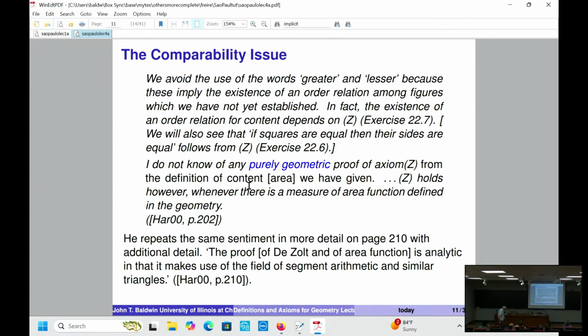And then the question is, I do not know of any geometric proof of Zolt's axiom from the theory of content. And that I'm pretty sure is open. I mean, I certainly don't know how to answer it. But even more, is there a way of, maybe if I enlarge the logic, I can get a hold of this.